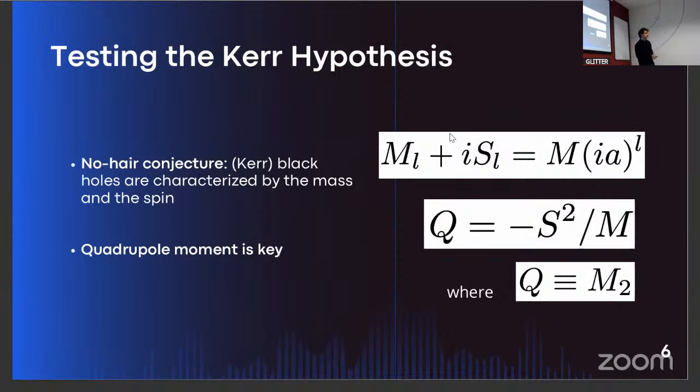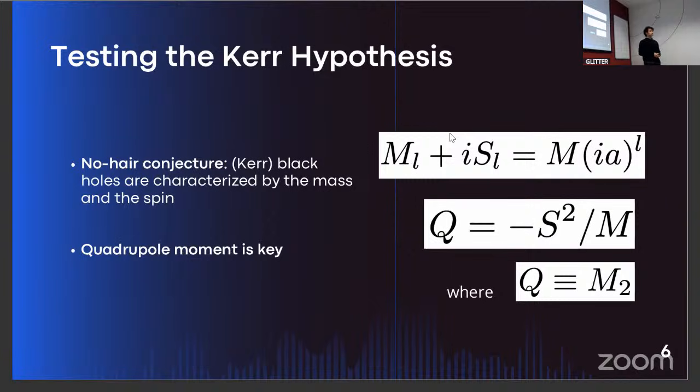And this follows the famous no-hair theorem, which basically says that the only information you can extract from a black hole is the mass and the spin. And if you want to derive all the rest of the infinite amount of multipole moments, you can just put them in this formula, which is the mathematical expression of the theorem, and derive.